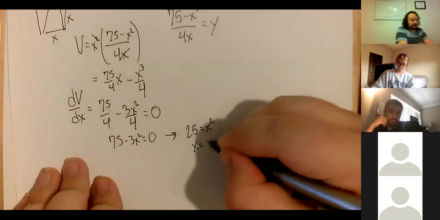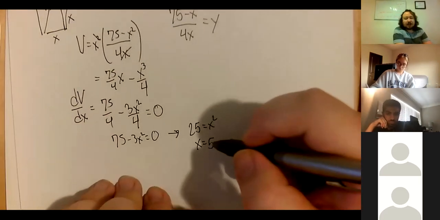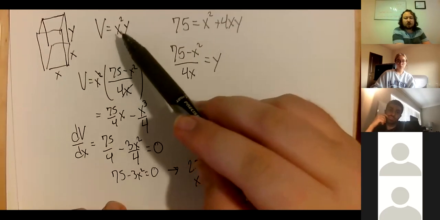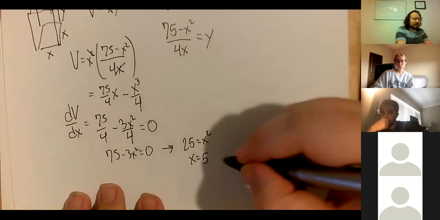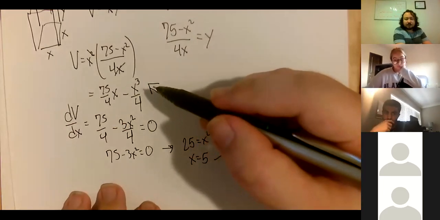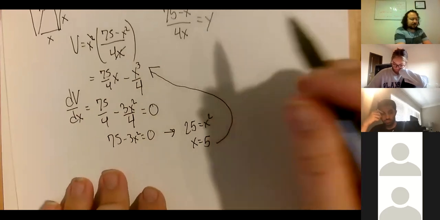Well, that can only mean one thing. It means that x is equal to 5. And we ignore negative 5 because a length can't be negative. So we see that x equals 5, but that's not the right answer here. They asked us for the volume of the largest box. So what we need to do is take our 5 and plug it into our volume formula here.